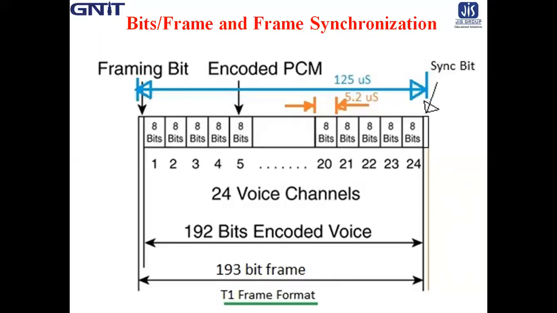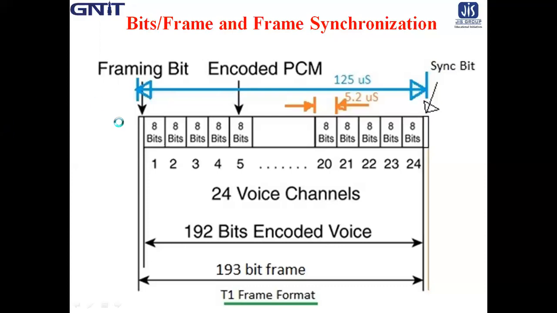So now the 192 bit slots assigned to the encoded signal together with one extra bit. So now the total number of bits per frame is 192 plus 1, that is 193. Now the question is the frame synchronization bit. I'm telling you, the frame synchronizing bit. A bit means either it is 0 or 1.